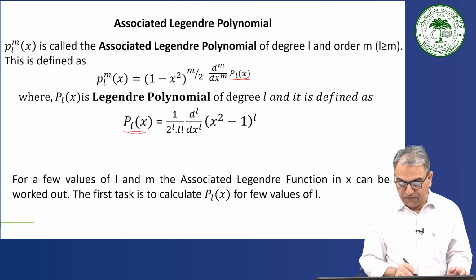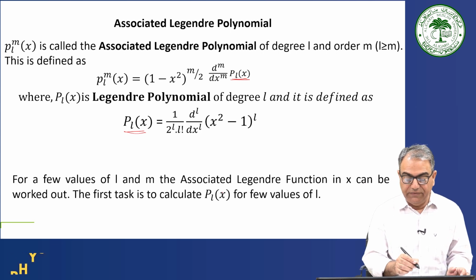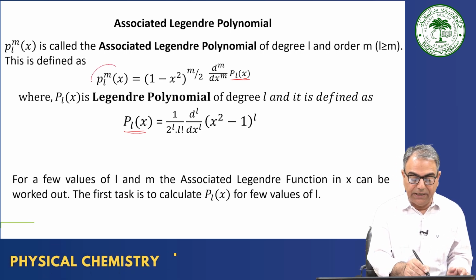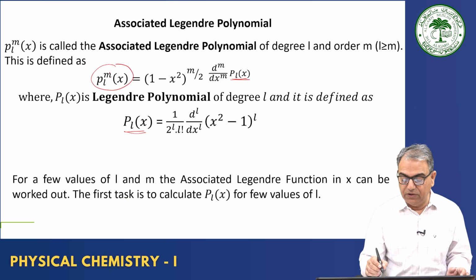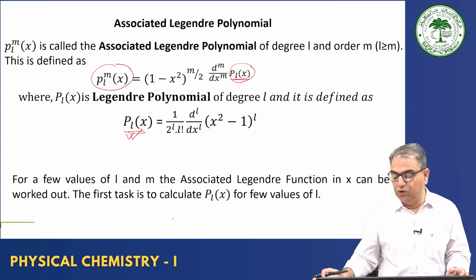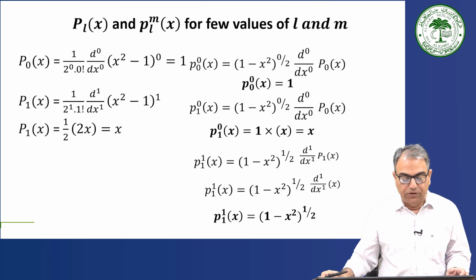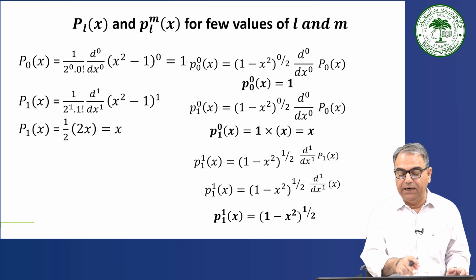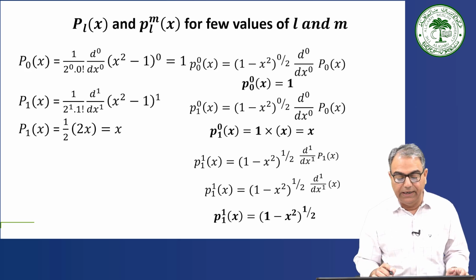So for a few values of L and m, the associated Legendre functions in x can be worked out. The first task is to calculate PL(x). Whenever you want to find any PLM(x) value, the first thing to do is find PL(x), then put this PL(x) value here for a specific value of L and m, and then you get PLM(x). So let's see how to proceed and how we actually calculate PL(x) and PLM(x) for a few values of L and m.